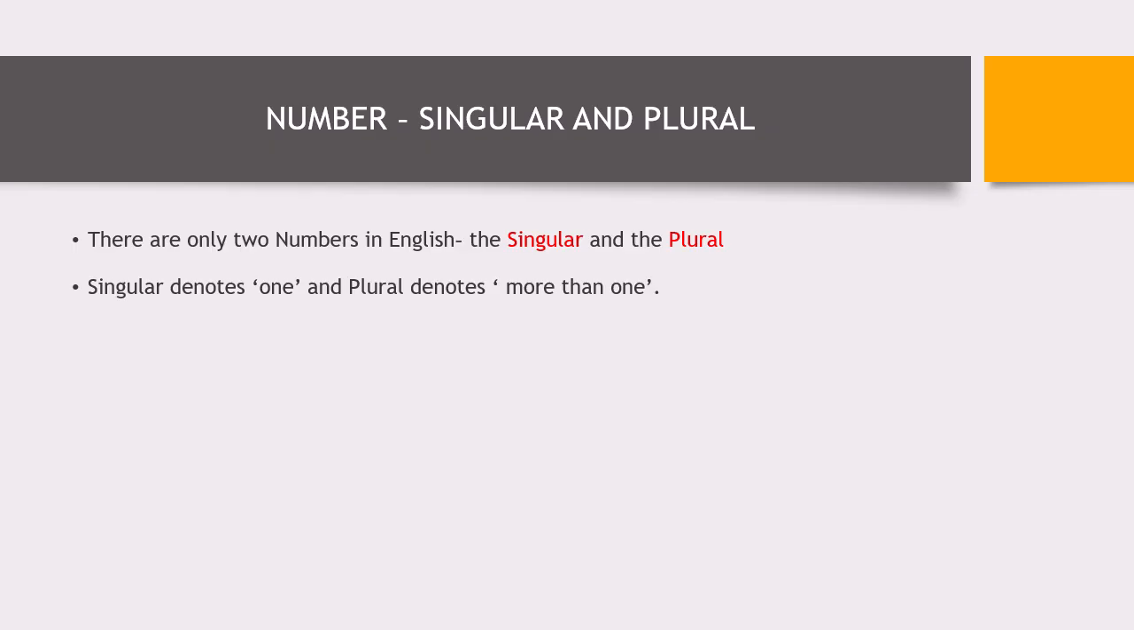Number. There are only two numbers in English, the singular and the plural. Singular denotes one, and plural denotes more than one.